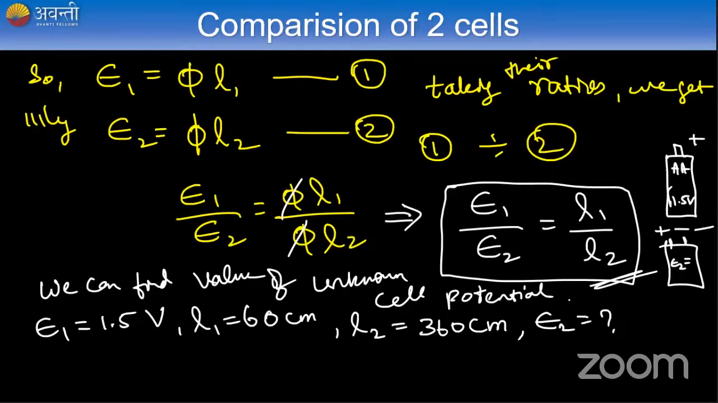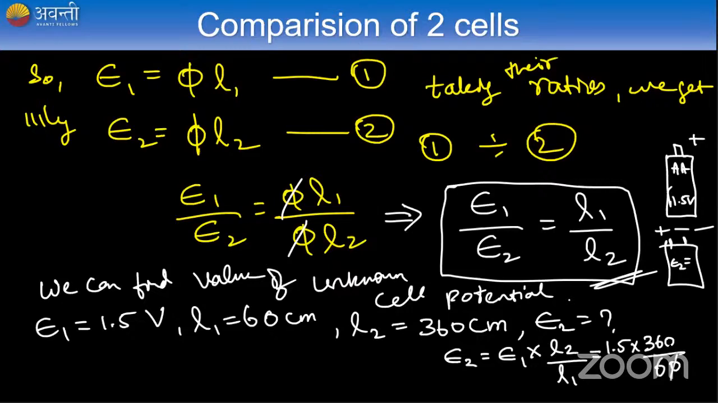So guys, let's check this. What we have, we want to find epsilon 2. So let's rearrange this. If we keep epsilon 2 on one side and rearrange, we get epsilon 2 is equal to epsilon 1 into L2 upon L1. So substitute the values and find the answer. So that is 1.5 into 360 upon 60.